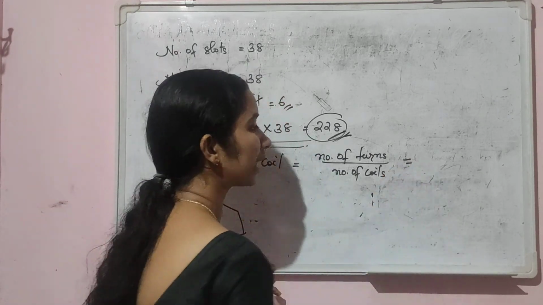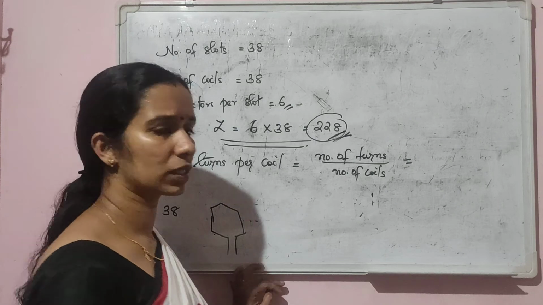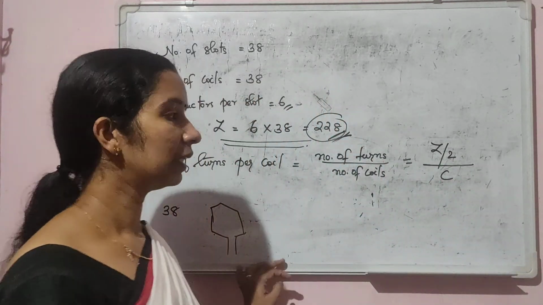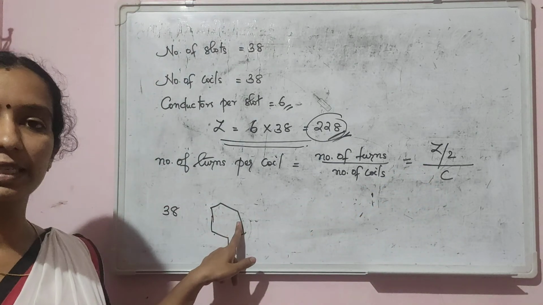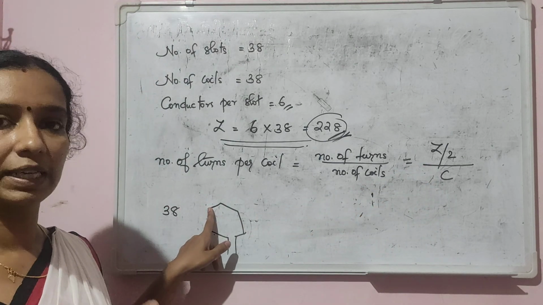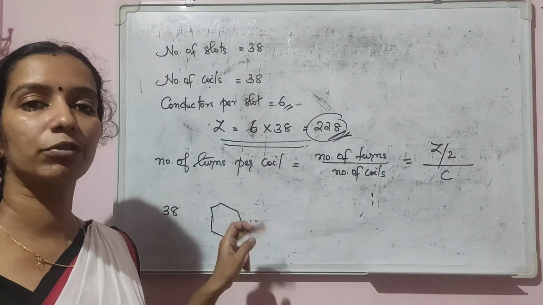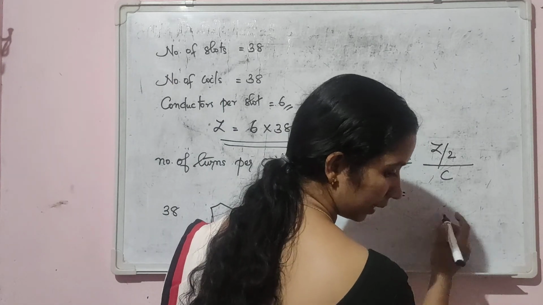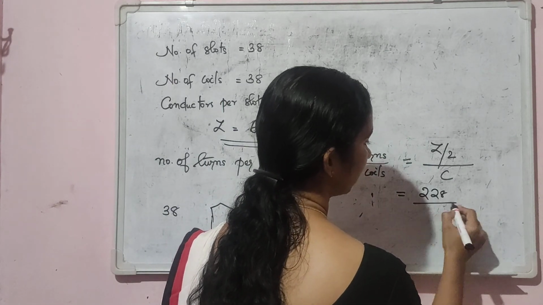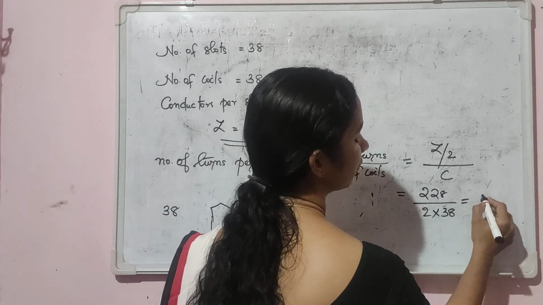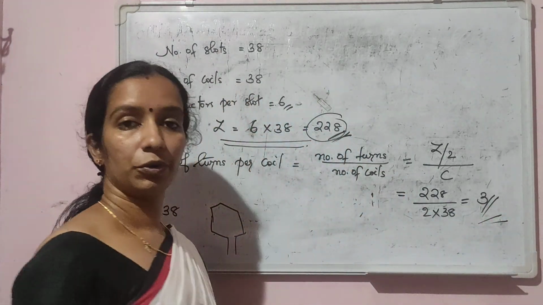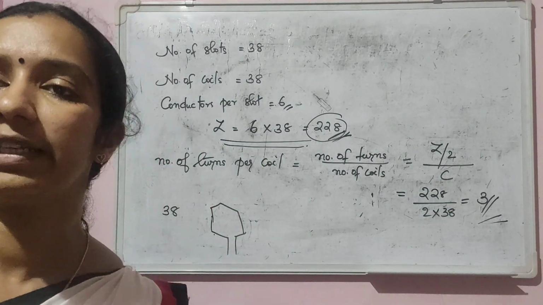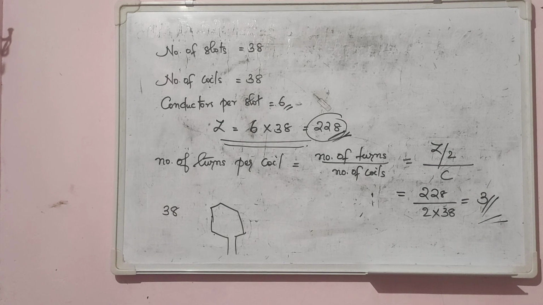Now how will you calculate the number of turns? Total number of turns, total number of conductors divided by 2 divided by number of coils. രണ്ട് കണ്ടക്ടേഴ്സ് ചേരുമ്പോഴാണ് ഒരു ടേൺ ആവുന്നത്. So conductors divided by 2, we will get the number of turns. So Z by 2C. So value will be 3. 228 divided by 2 into 38. The answer will be 3. So ഒരു കോയിലിൽ 3 ടേൺസ് ഉണ്ടായിരിക്കും. So this is the answer. And you have to follow the same procedure to solve all the problems.